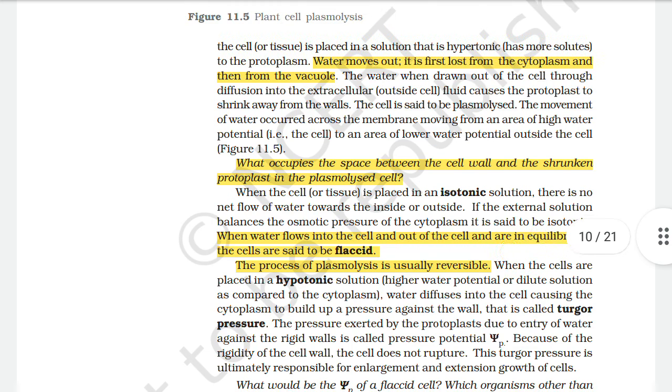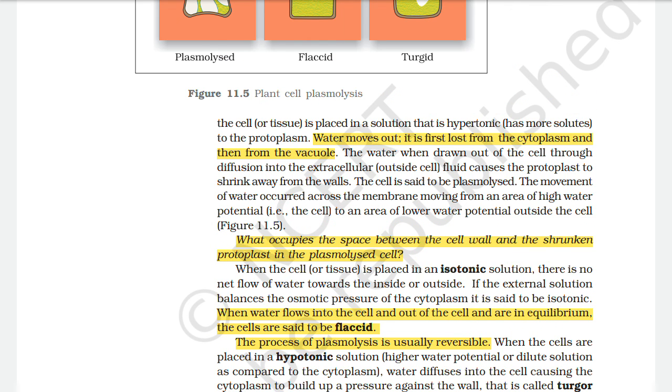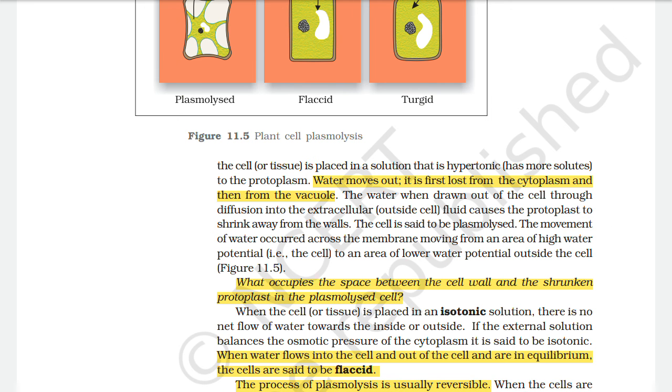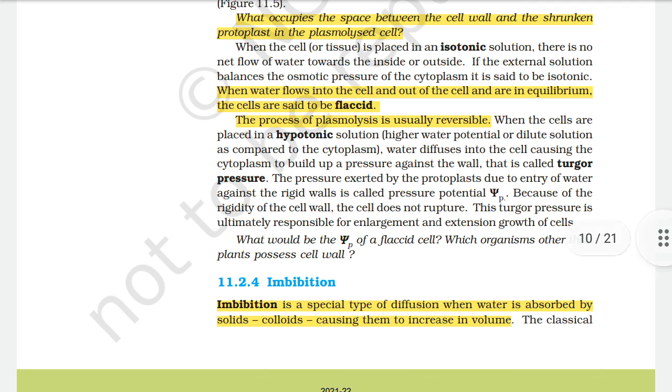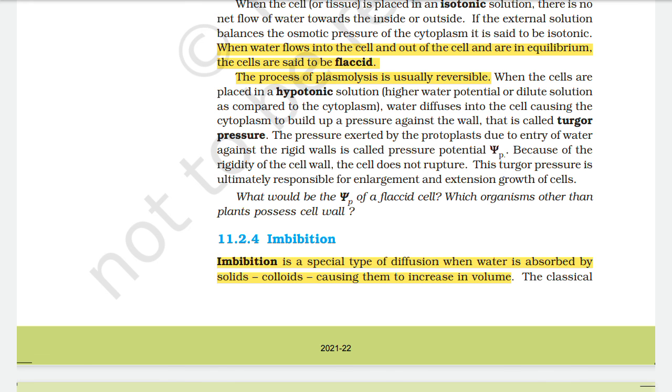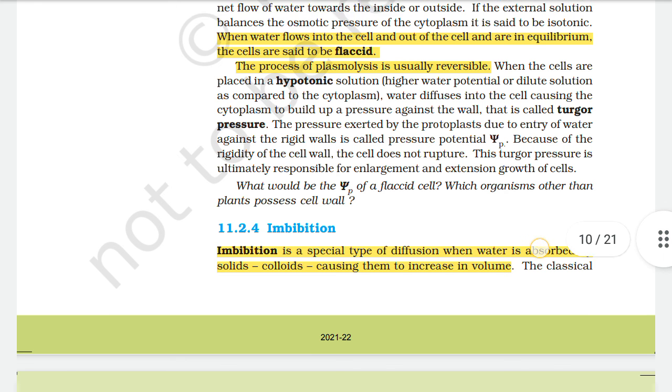Okay. In case of plasmolysis, water moves out first from the cytoplasm and after that from the vacuole. So this is also a very important line. Next, in an isotonic solution there is an equilibrium condition, and in that condition the cells are said to be flaccid. Okay. Plasmolysis is reversible. So once the cell shrinks, it can regain its shape by putting it in a hypotonic solution, meaning a higher water potential solution. By this way the cell can again swell up. Fine.